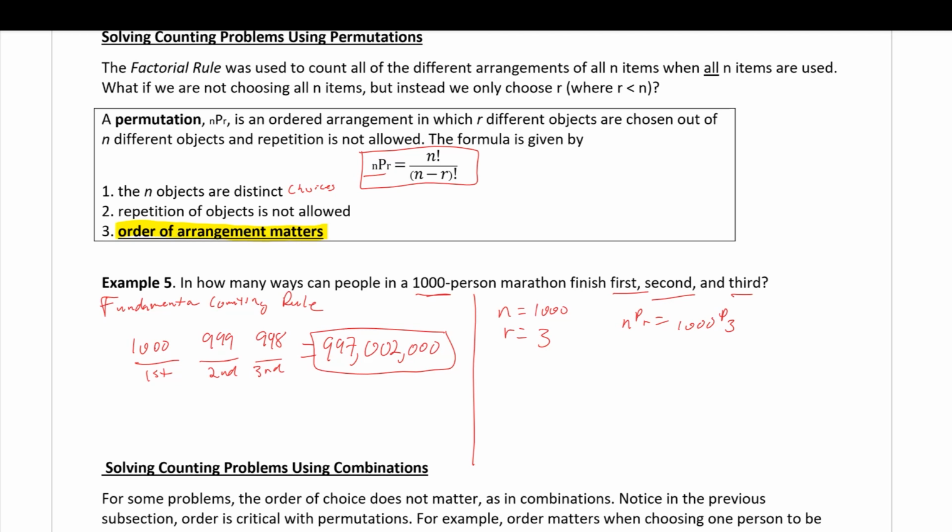Okay. Let's actually use this formula here. So 1,000 P3. Well, if we follow this formula, n is 1,000, so we have 1,000 factorial, and then we have 1,000 minus 3 factorial, right? Because that's your n, that's your r. Now you can't apply this factorial rule until we have a single number here, so we first have to subtract those out. So you have 1,000 factorial in the numerator. Denominator, we have 997 factorial.